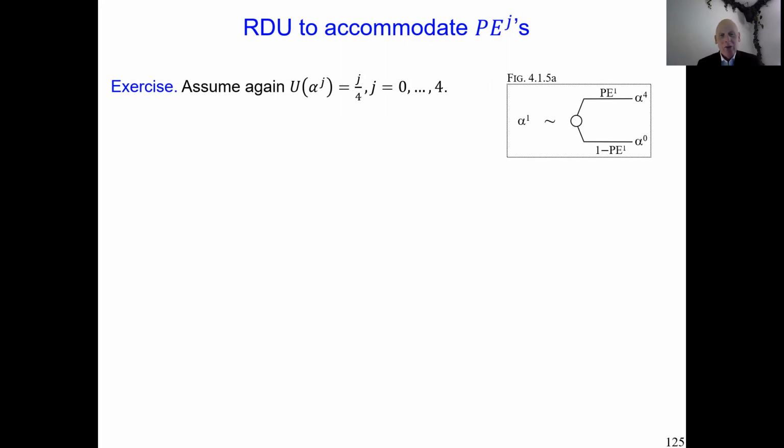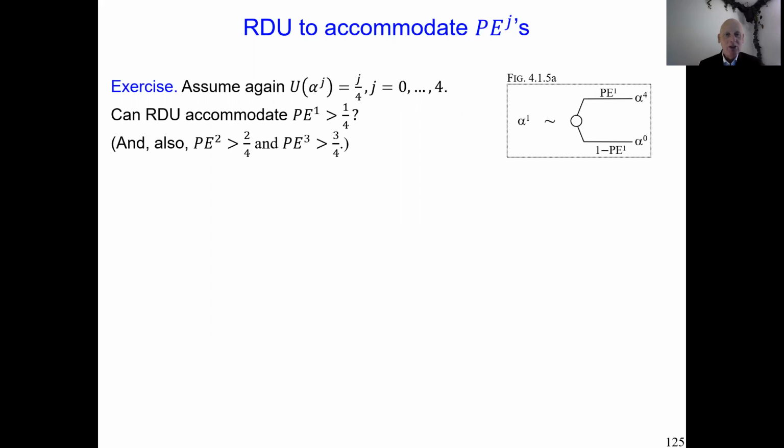Expected utility was predicting PE1 equal to 1 over 4, but empirically we find deviations. Let's look at the deviation PE1 exceeding 1 over 4. Can rank-dependent utility accommodate this falsification of expected utility? You can work on it and then pause the video, come back, but you can also do it for PE2 and for PE3. They also exceed the expected utility predictions. So now you can pause the video, work on it, come back when you're done.